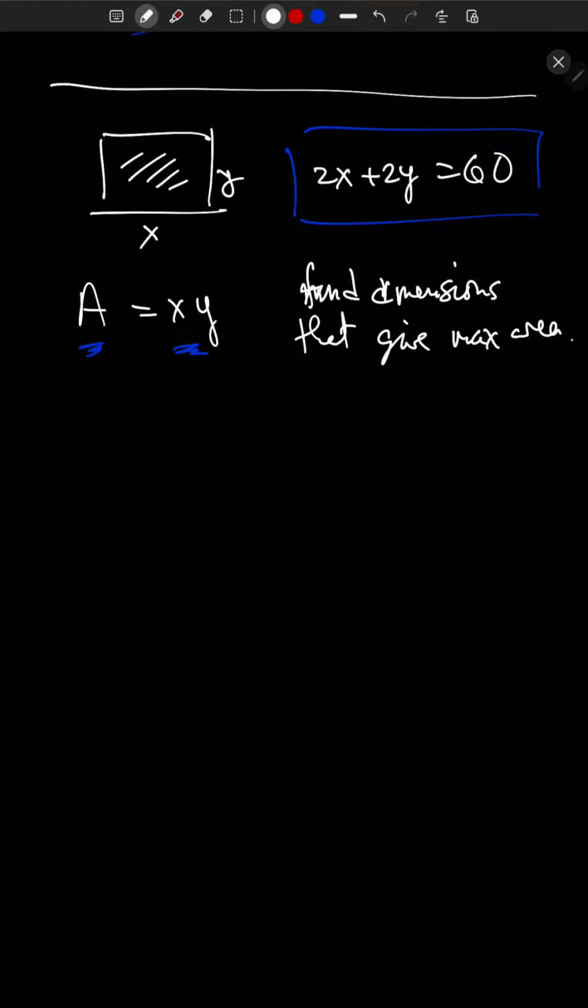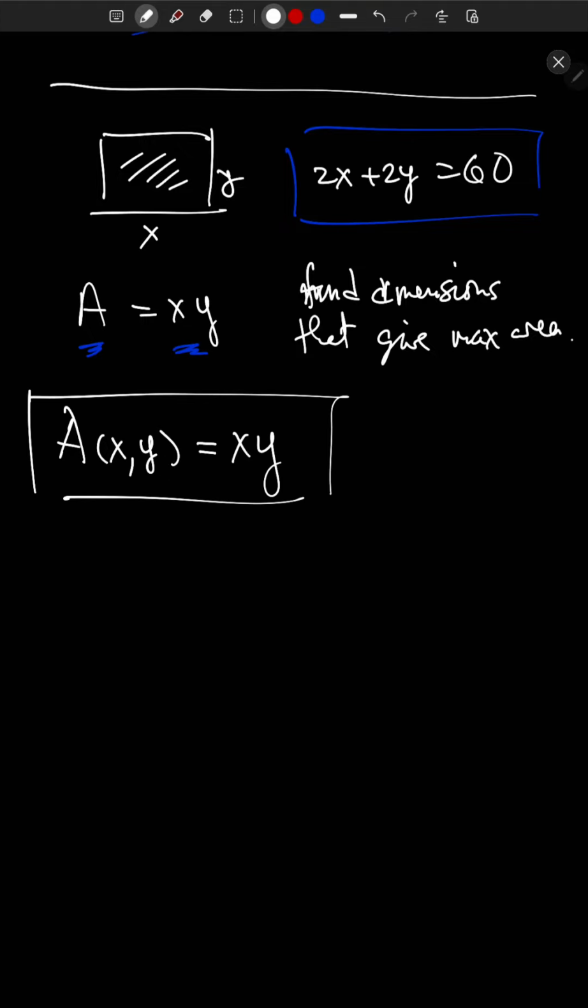So instead of converting everything to A of x, right, we're just going to work natively with A of x comma y equals xy. All right, so that's the function that we want to optimize. And now we have our condition. It's often called a constraint. All right, and in fact, a lot of times instead of saying Lagrange multipliers, people say you have an optimization problem with a constraint, right? And the constraint is that, in this case, 2x plus 2y equals 60. In the previous problems, the constraint was that we were on the road, right? Okay, so our constraint is 2x plus 2y equals 60.